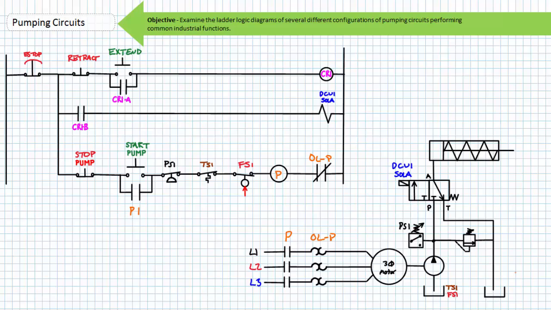The ladder logic controlling the motor-driven pump therefore serves several purposes. 1, it only runs the pump when an operator calls for it, and 2, it protects the system from overpressure and overtemperature events, as well as from low fluid levels.